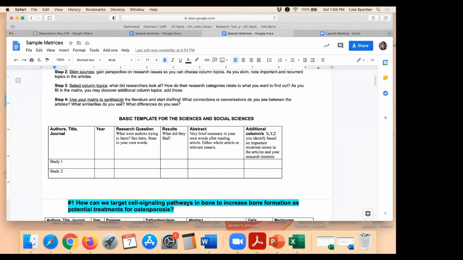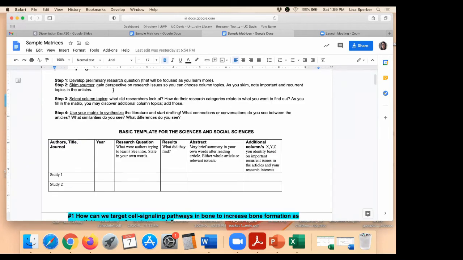Okay, so developing a preliminary research question, skimming your sources to gain perspective on research issues so you can choose column topics. As you skim, note important and recurrent topics or categories in the articles. Then step 3 is where you select additional column topics that you're going to add to your matrix. So you can consider, what did the researchers look at? How do their research categories relate to what you want to find out? And as you fill this out, you may discover additional columns.